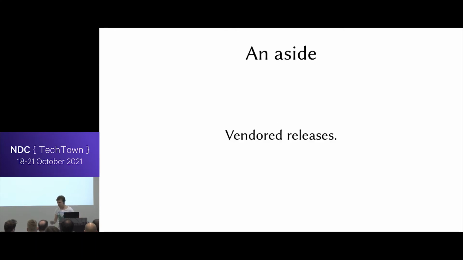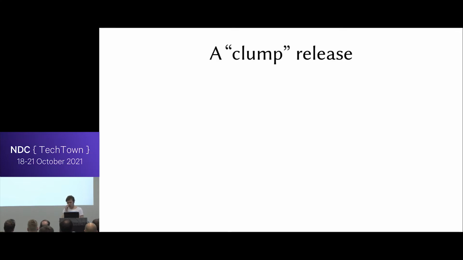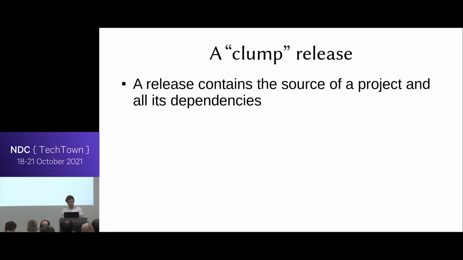And as an aside from this, let's look at vendor releases. This is a common thing, and some build systems do this automatically, where when you do releases, what you have is a clump. What happens is that the release takes all of the dependencies, all the source files, all the source code, and creates a single clump. And it's a vendor release.